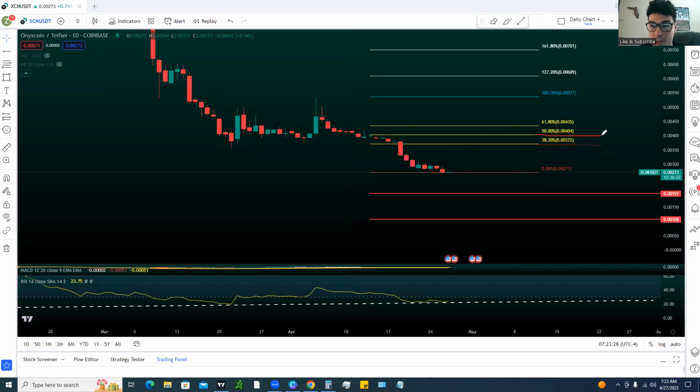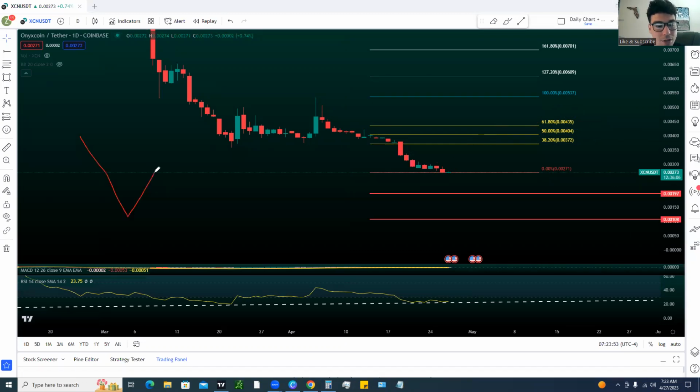0.00372, 0.00404 and 0.00435. Those are going to be some big resistance levels that you can pay attention to. And I wouldn't recommend going long at these levels, because we know that these are the areas for a healthy retracement to potentially continue the downtrend. And this token has been in a very strong downtrend. But you can also use these levels here to spot a potential reversal.